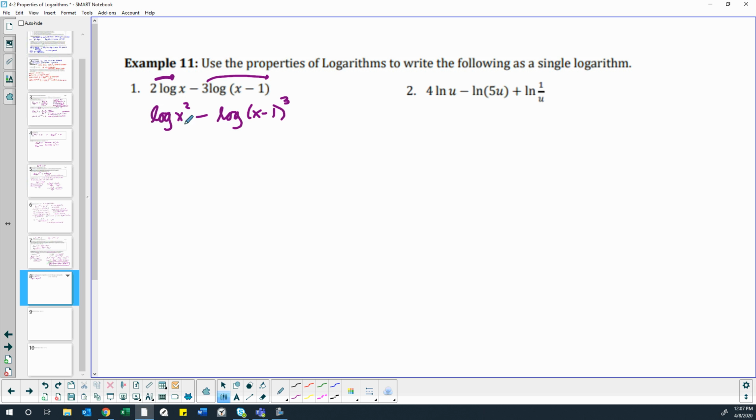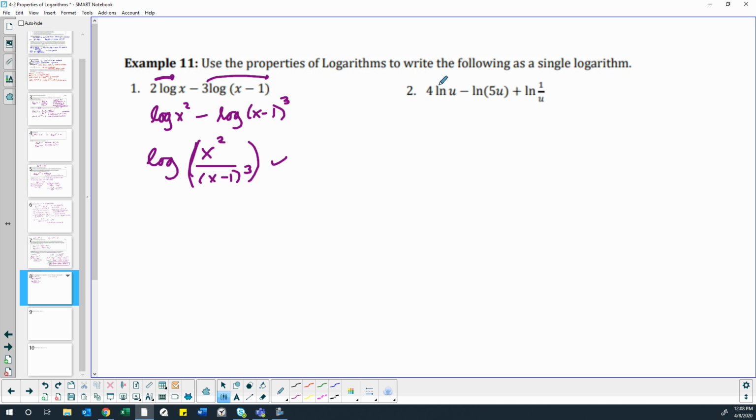Now notice our logs have the same base, that's important. So now we're going to write this whole thing as a single logarithm with the same base of 10, and we don't need to write the 10. So the first one, x squared, is going to go on the top of a fraction. And then the second part, because it's subtracting, is the bottom of a fraction. So (x minus 1) cubed. So there we've written our logarithm as a single logarithm, and we are finished with that particular example.